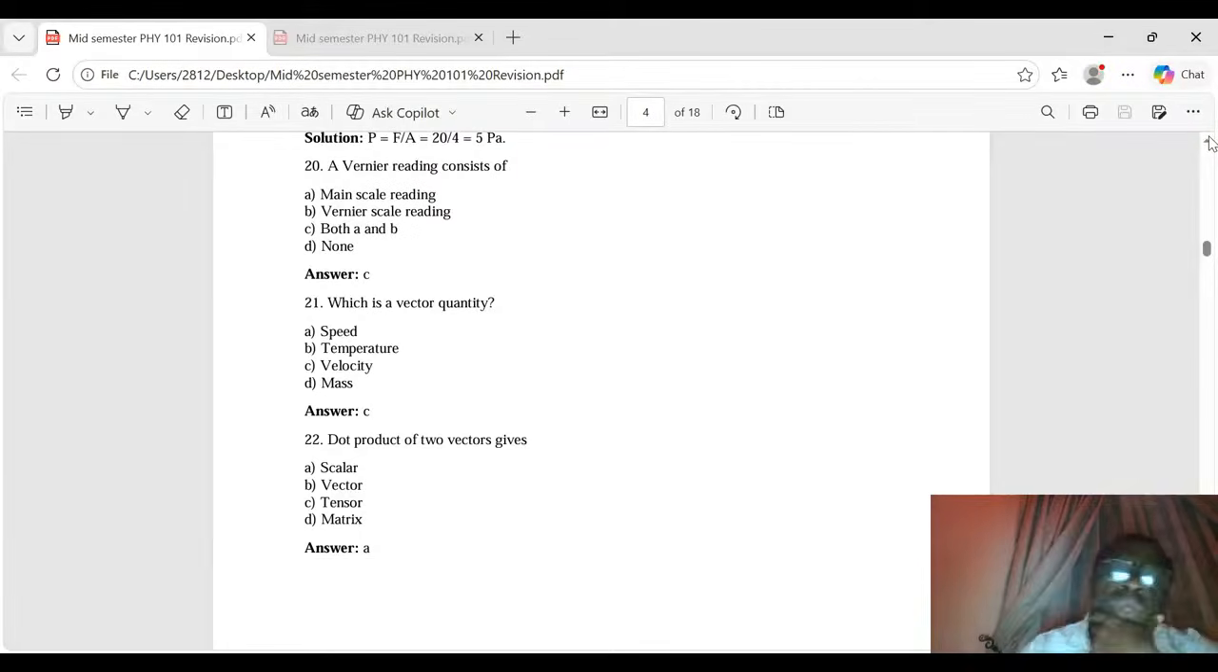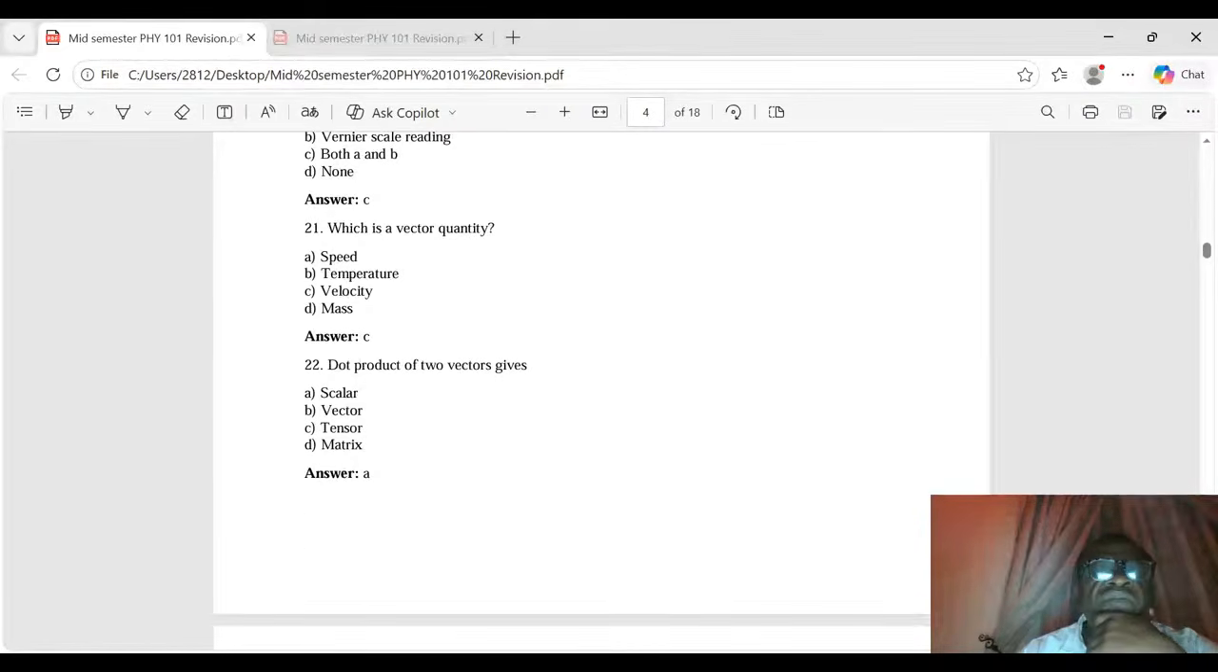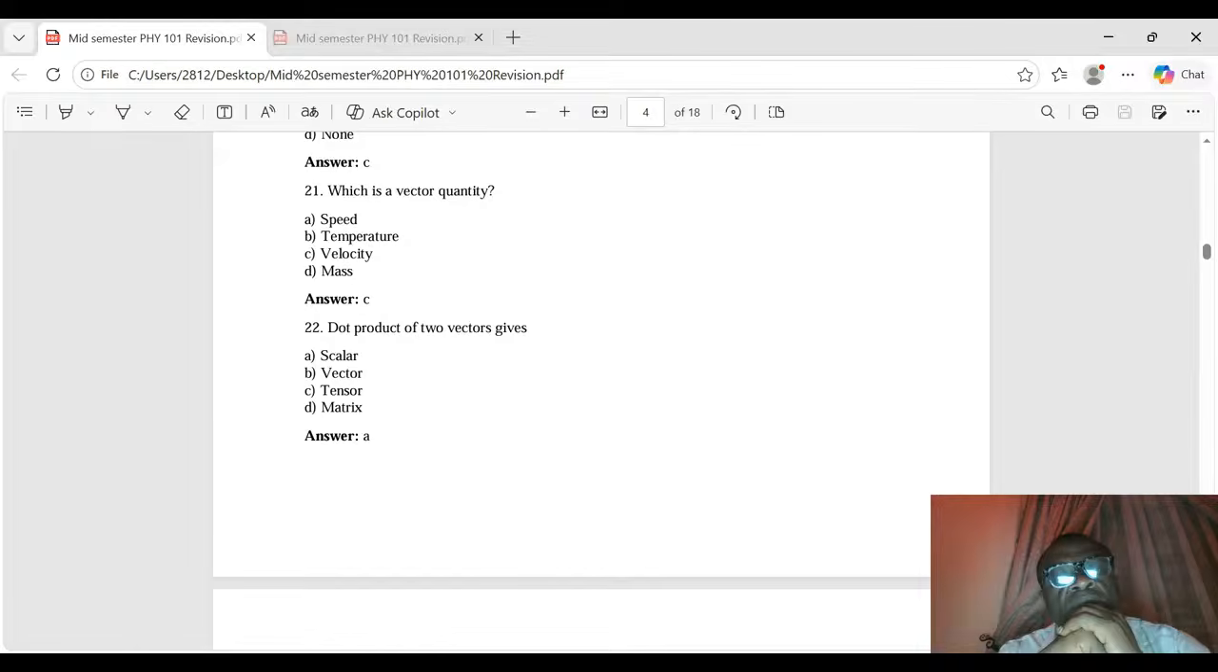Question 21. Which is a vector quantity? A vector quantity is that which has both magnitude and direction. The options are: A. Speed, B. Temperature, C. Velocity, D. Mass. Velocity is a vector quantity because we define velocity as the rate of change of displacement, and displacement is the distance moved in a specified direction. So the correct answer is C.